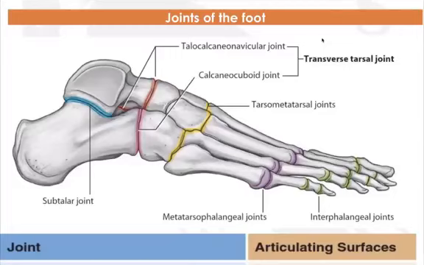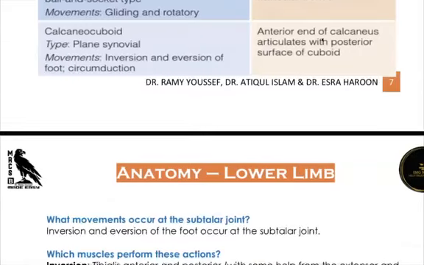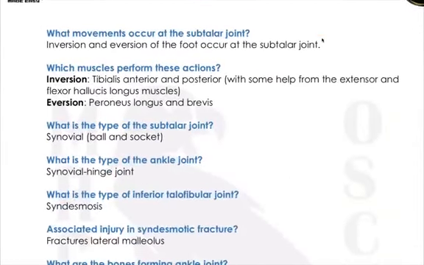Is it clear about the joints? Yes. And which one is the joint of Chopart? The mid-tarsal joint: talocalcaneonavicular and calcaneocuboid joint. So this is the joint of Chopart, or the mid-tarsal joint. Clear? Yes, sir, clear. Okay. Next, we have talked about this.